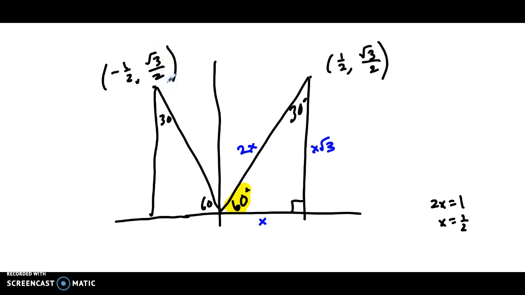Okay, so go ahead and finish your unit circle using the ordered pairs.